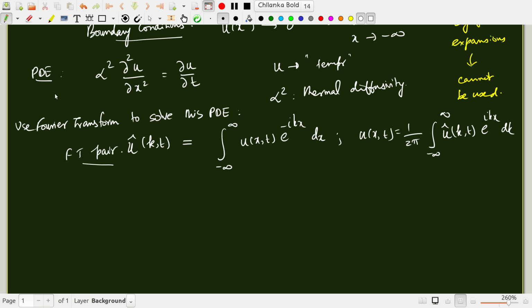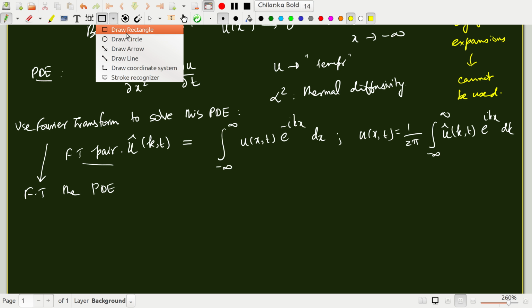Now what I'm going to do is Fourier transform, FT for short, the entire PDE. This PDE which we have, right? This is the PDE that we have to solve.